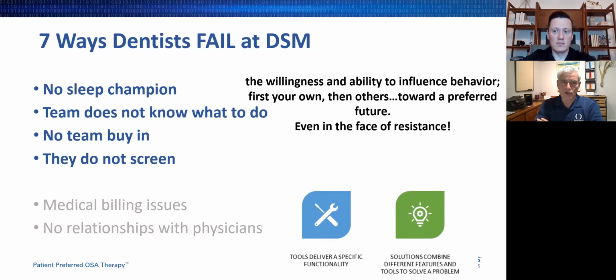But I love this definition of leadership. It's from a friend of mine, Rich Green, who I used to teach with down at the Pankey Institute. He used to say that there's a lot of great definitions of leadership, but he liked the one that said the willingness and ability to influence behavior, first your own, then others, toward a preferred future. Then he paused and said, even when the going gets tough, even in the face of resistance. So isn't that interesting, to first influence your own behavior, then your team's in the direction you want to go, even when there's wind in your face.